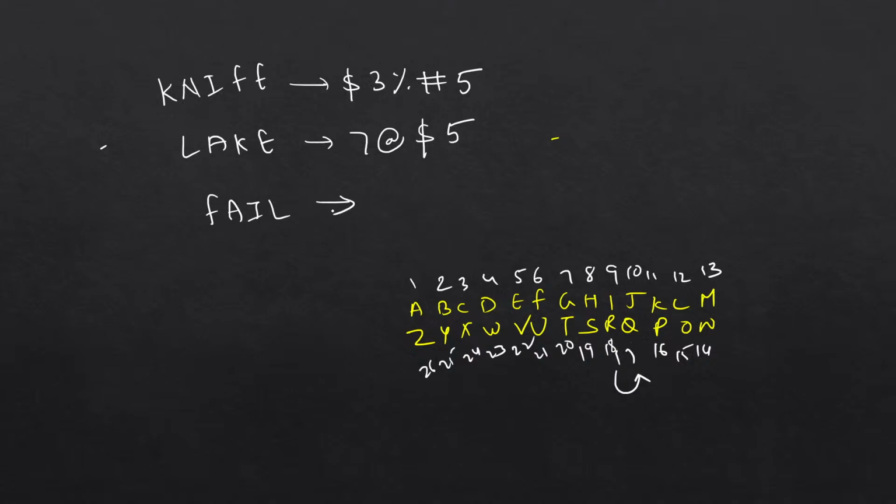I'm repeating once again. In a certain code, knife is written as dollar 3 percentile hash 5. Lake is written as 7 at the rate dollar 5. How will fail be written in the same code? Try to guess the answer.